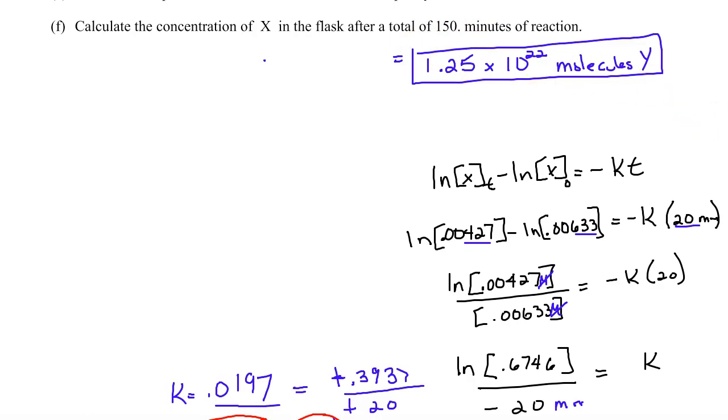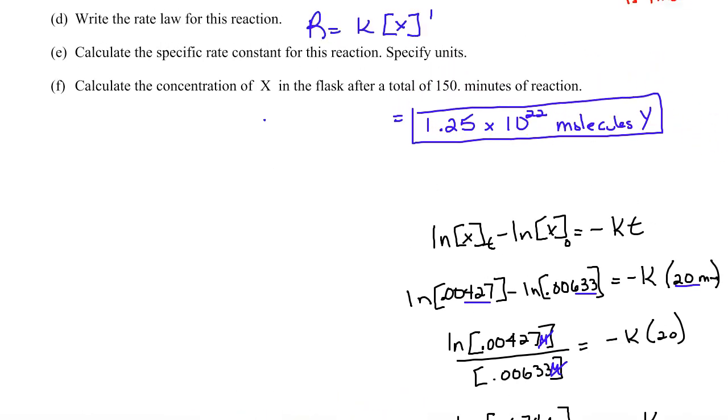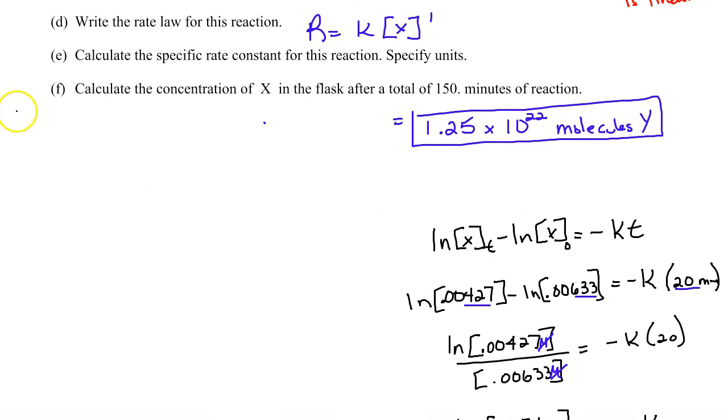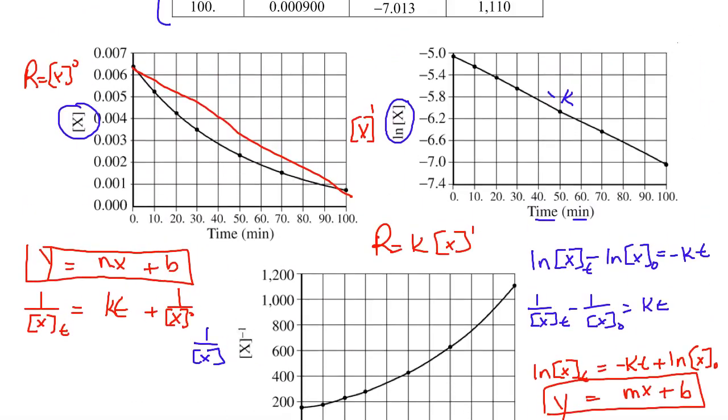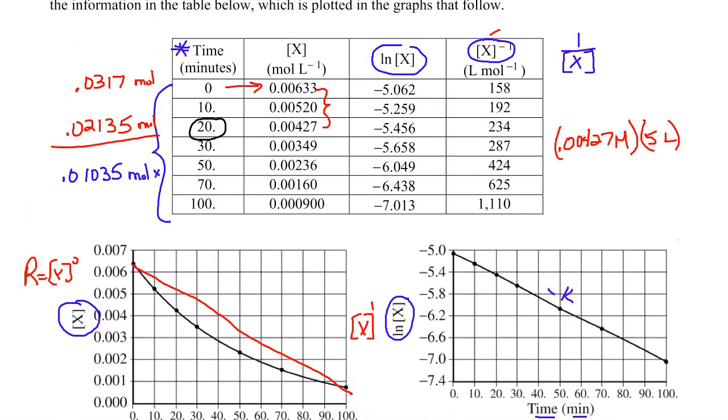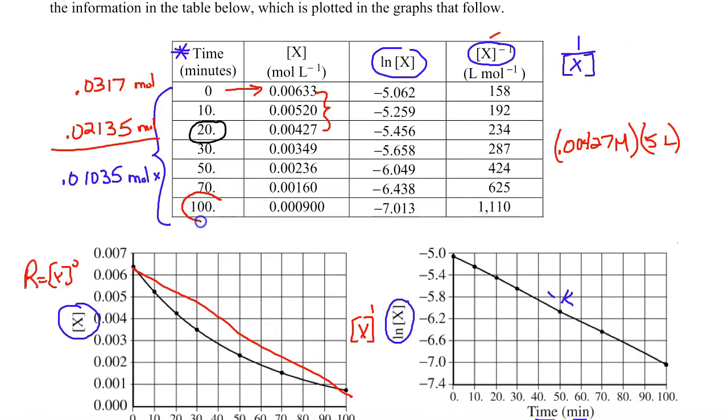So now the last question, which is the one I really care about most of all, the rest of that was pretty fun, was F. Calculate the concentration of X in the flask after 150 minutes of the reaction. All right, well, great. All we got to do is what? Just go and 150 what? Minutes. Oh boy, it stops at 100.